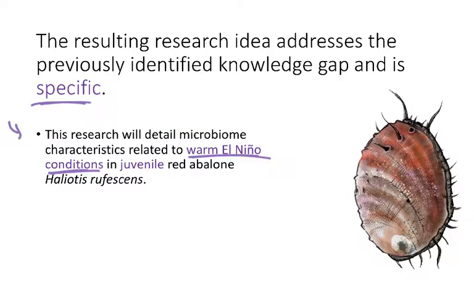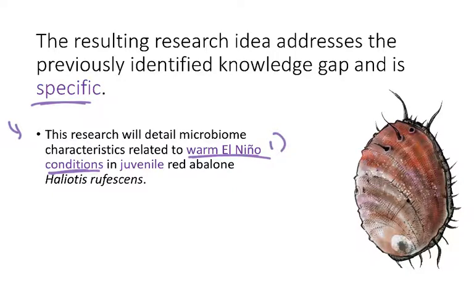If you haven't heard of El Nino events before, they're basically these warm water events that happen along the coast in California here in the Pacific Ocean. And what happens is they have these really warm water temperatures that then cause a lot of detrimental effects for many organisms, including the red abalone. So in this proposal that I wrote, my research idea is specifically wanting to understand how the microbiome of red abalone responds to these El Nino conditions. So that's one specific I've listed here.